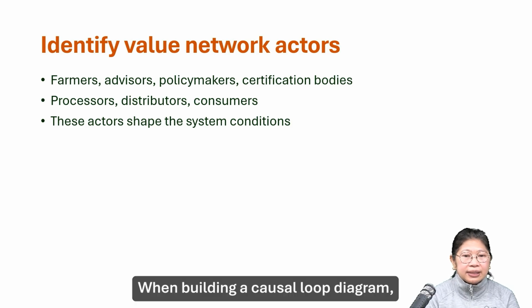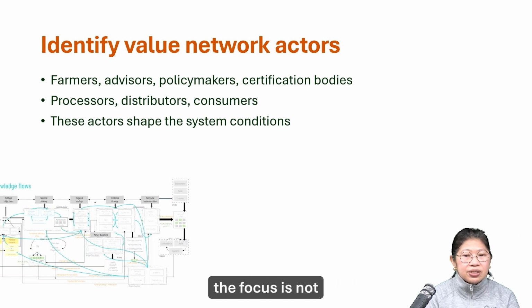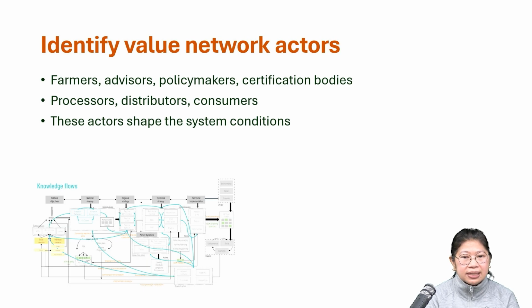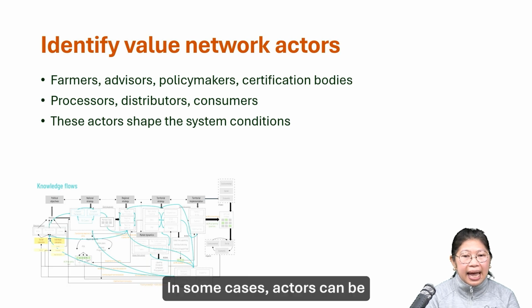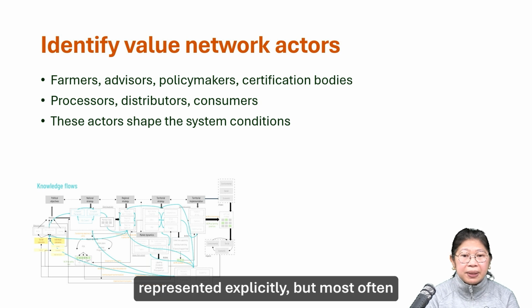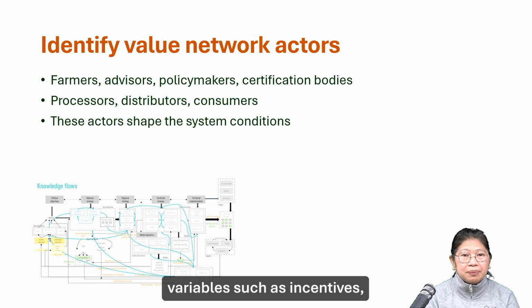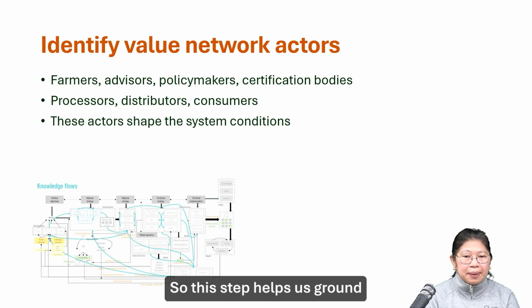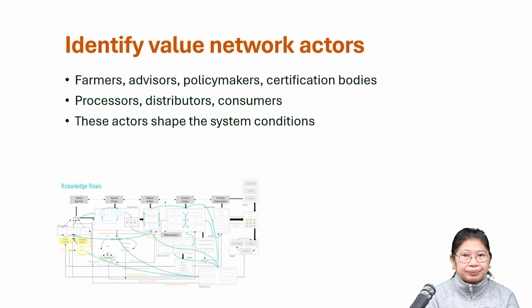When building a causal loop diagram, the focus is not on mapping actors directly, but on capturing the variables and relationships they influence. In some cases, actors can be represented explicitly, but most often they are reflected through system variables such as incentives, knowledge, or market demand. So, this step helps us ground the analysis in the real-world structure of the system.